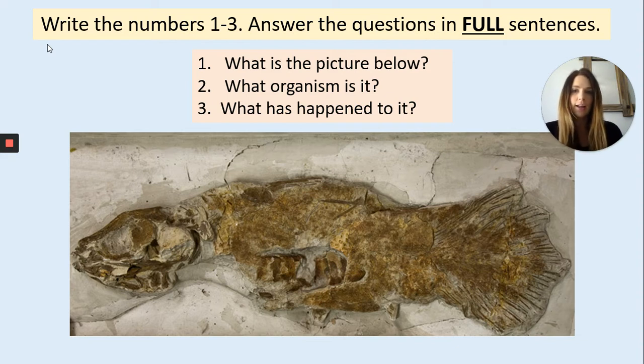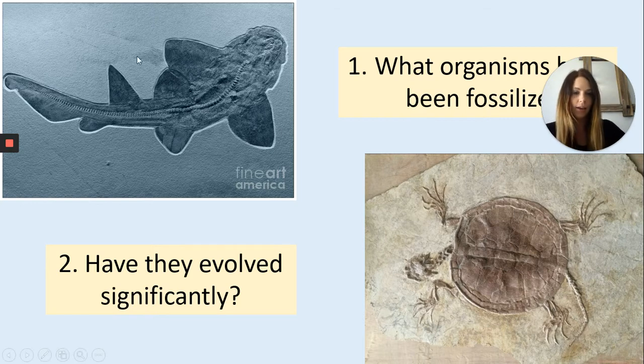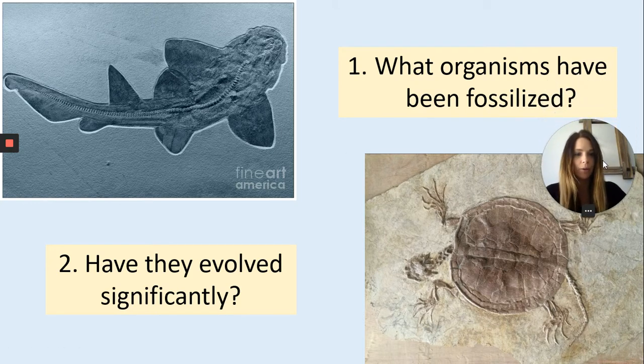So first of all, I'd like you to write the numbers 1 to 3 on your notepad or word pad or whatever you're doing this on. I'd like you to have a go answering the questions in full sentences for me. So what is this picture below? What organism or living thing do you think it is or was? What do you think happened to it? So pause the video now and have a go answering those questions for me. Okay, your answers will become clear throughout the rest of the lesson.